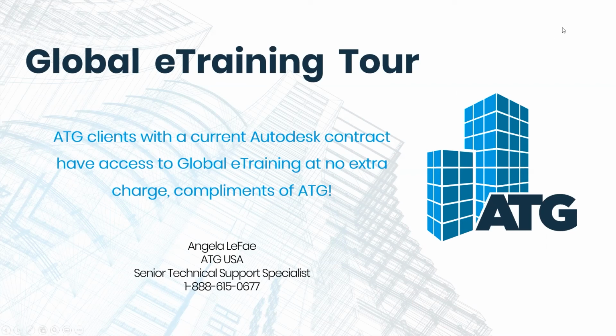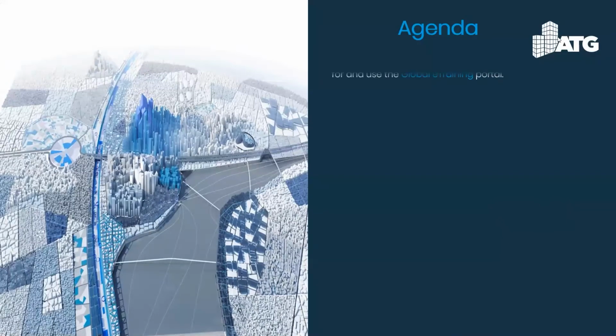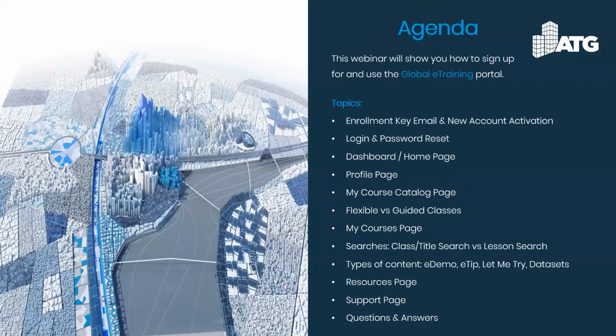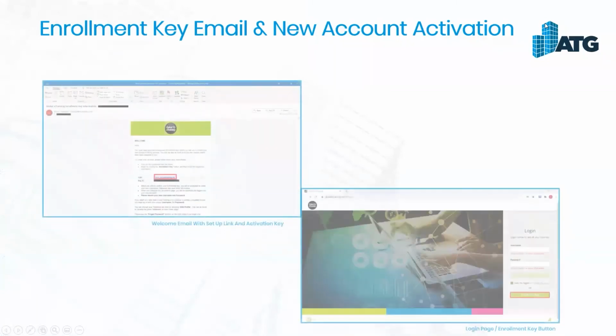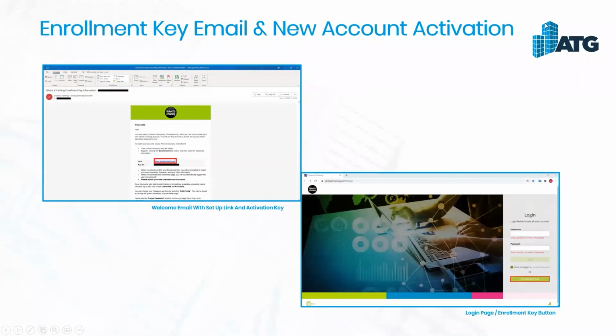So anyhow, let's get on to the presentation. This is just going to show how to sign up for Global eTraining and how to use the portal. So here's some of the topics that we're going to cover. All right, so the first thing is about the Enrollment Key email and the new account activation. This is the first step to getting started.